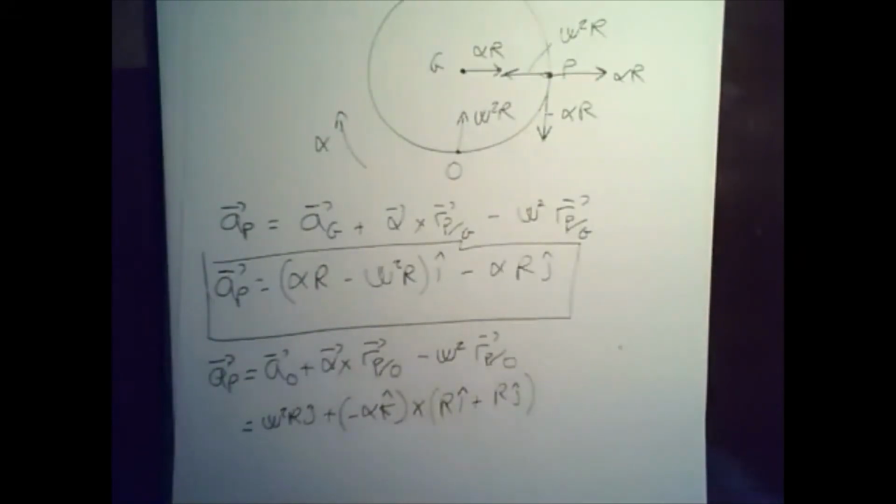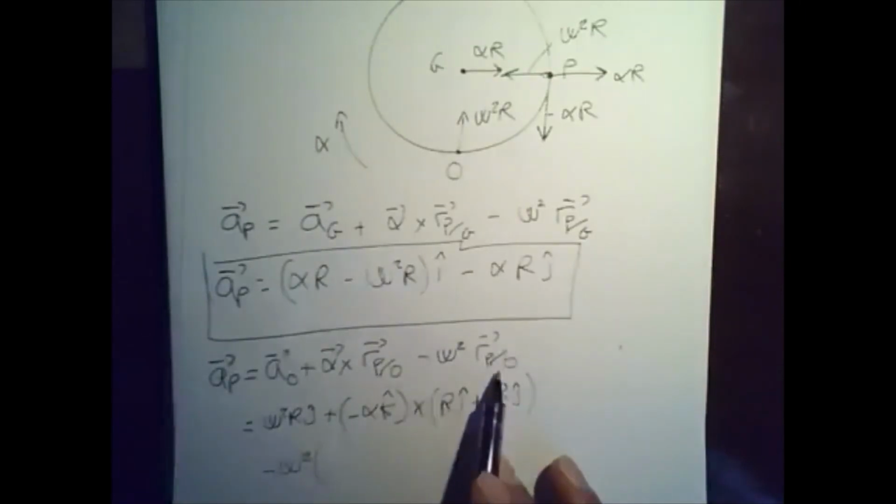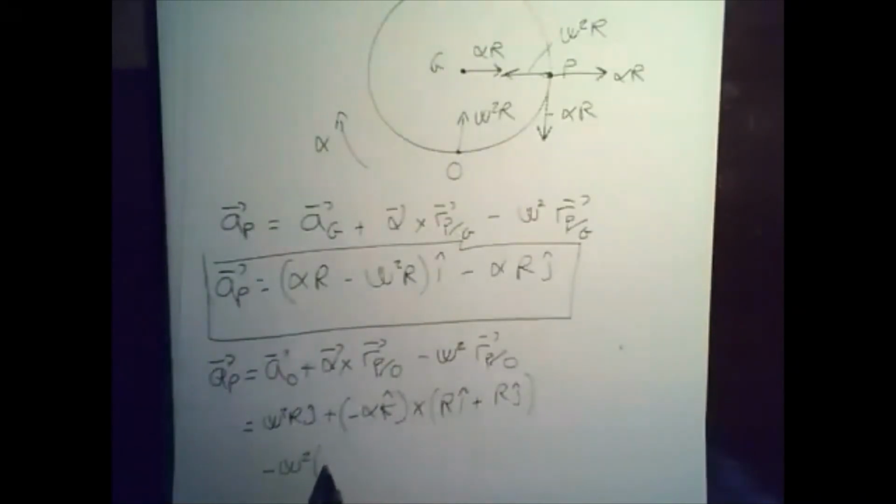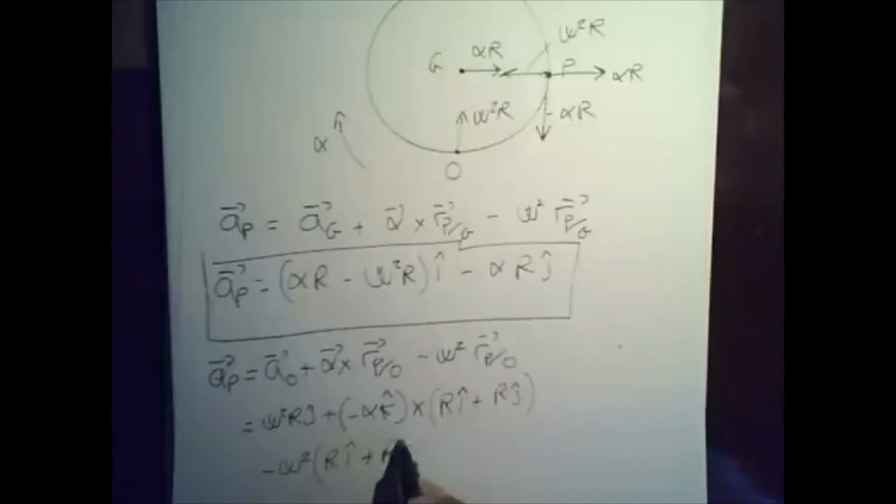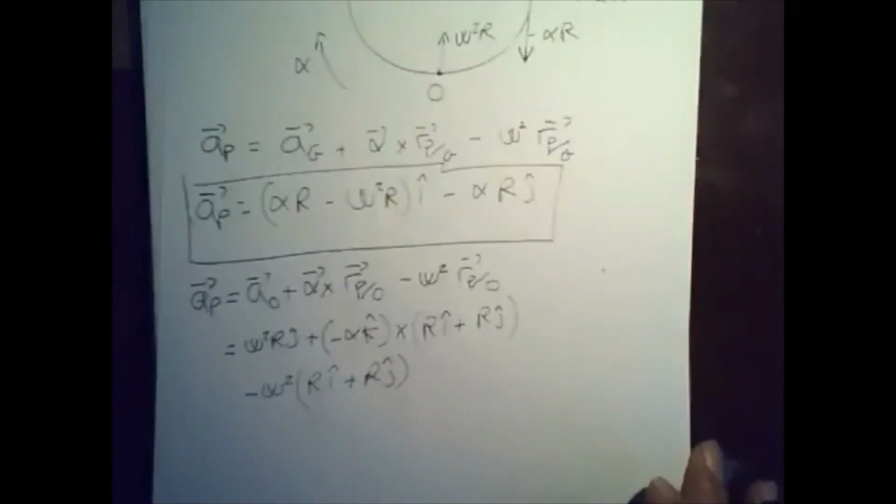Okay. How about the last one? Minus omega square R_PO. What is minus R_PO? Omega square R I. So R I, K plus R J, right? Yes. Okay. Now let's continue here.